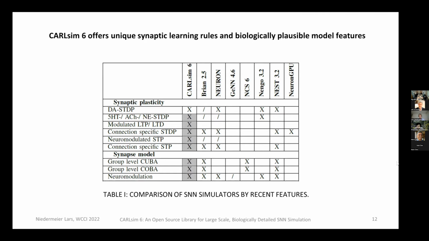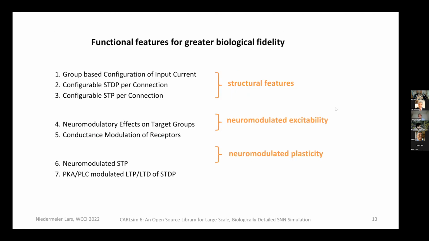Great. Right. So we talked about some feature enhancements. I guess we can go to this slide. The new features, we can look at them in 3 groups. The first one being structural features. Previously, STDP was specified on group level. In the latest release, CARLsim 6 now allows the users to specify STDP curves per connection and also STP.